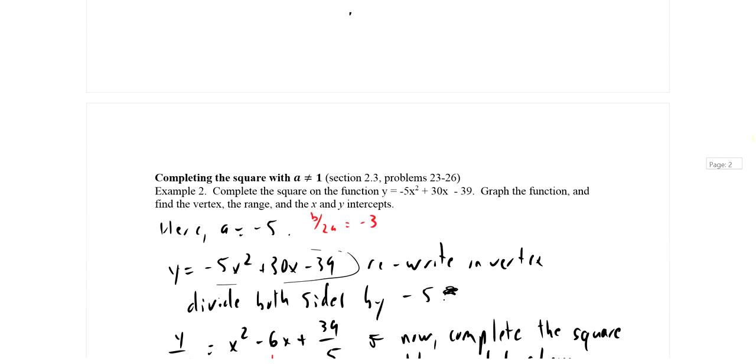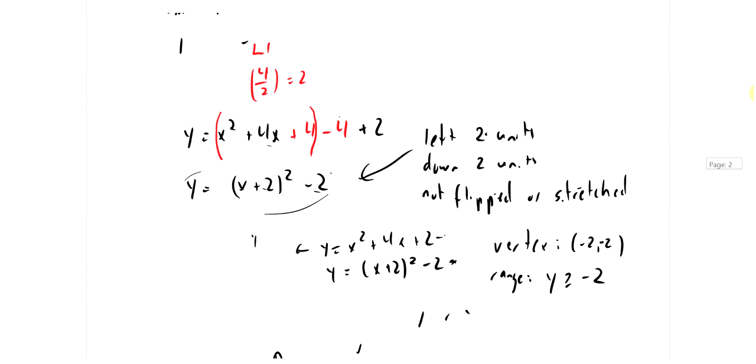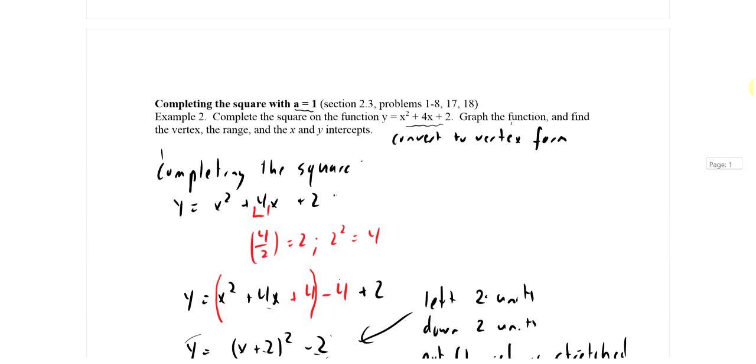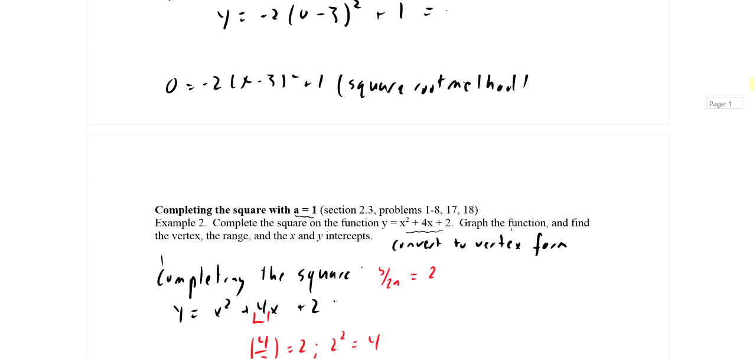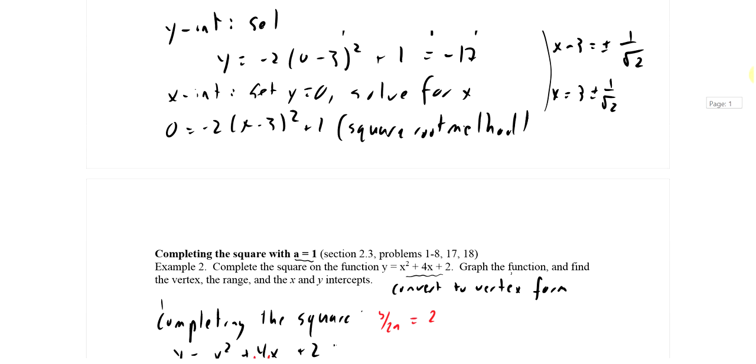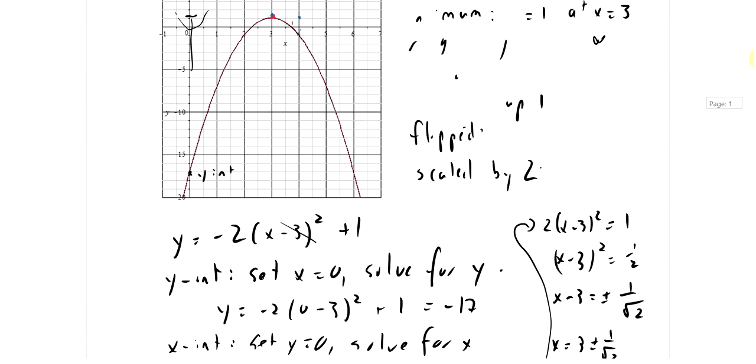If we go up to the previous problem, what's b over 2a? Here, b over 2a is 4 divided by 2. So our vertex is at 2. I don't know if we have another example here. Oh, this is one where we actually started with the graph.